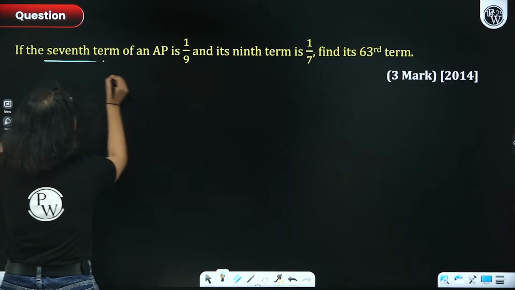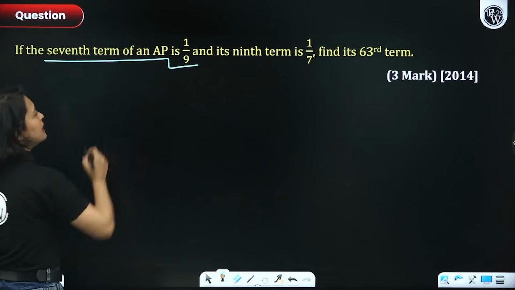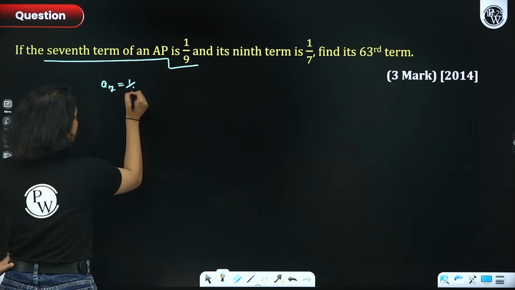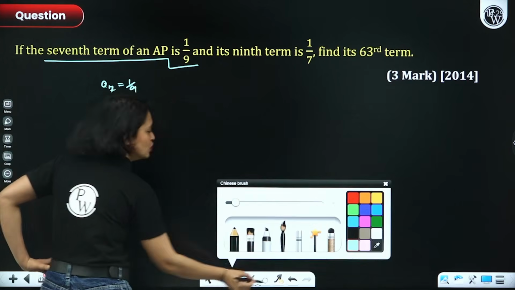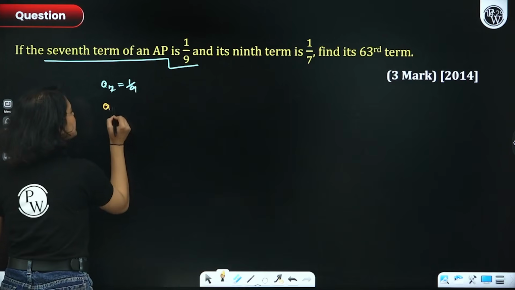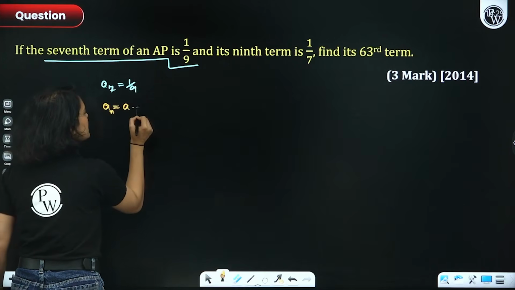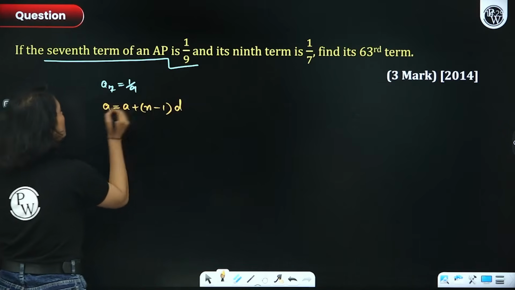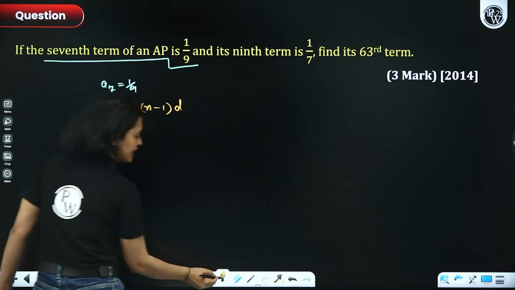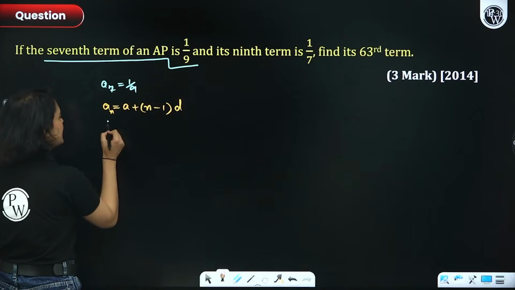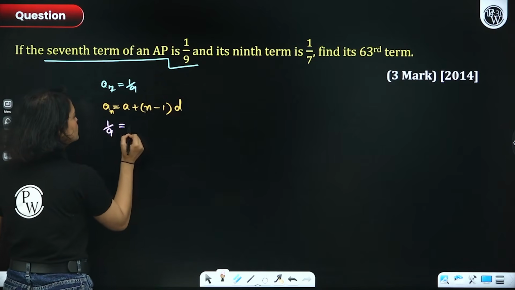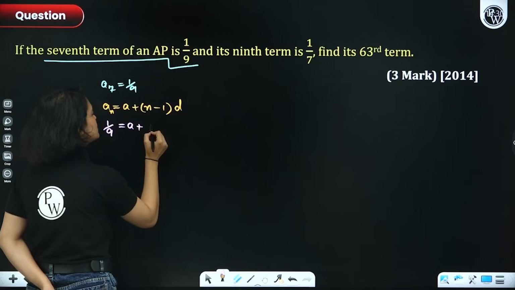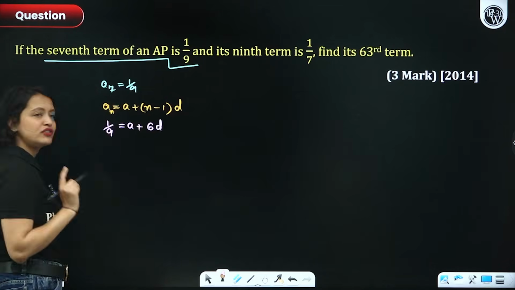So first I will take this part. The 7th term of an AP is 1 by 9. So here A7 is equal to 1 by 9, everyone. Now let's open it up using the formula An is equal to A plus (n minus 1)d. Now here we'll get A7 is 1 by 9. So 1 by 9 is equal to A plus, and the value of n is 7, right? So 7 minus 1, 6d. This is the first equation.